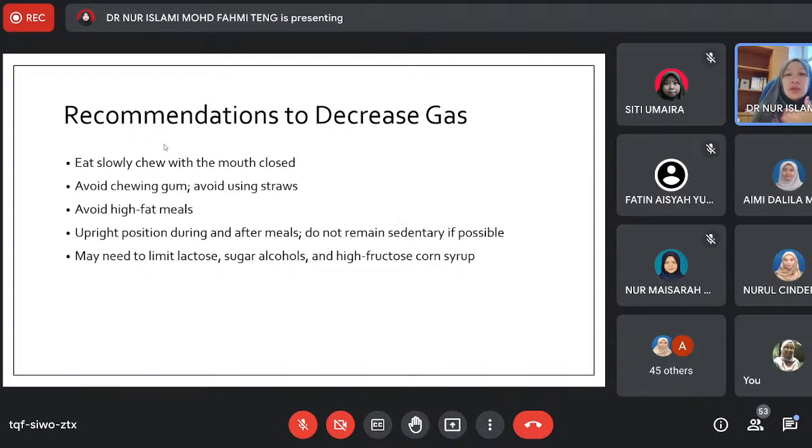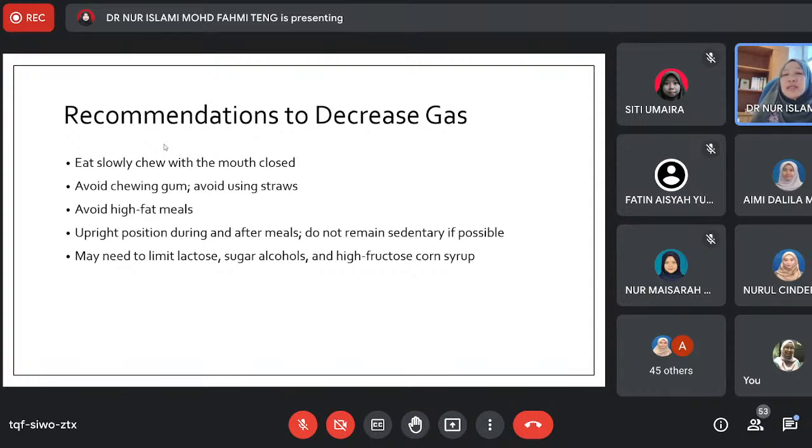So we can recommend our patient to eat slowly and chew slowly with our mouth closed, and then avoid chewing gum, avoid using straw, minum tak payah pakai straw because it will also increase gas. Avoid high fat meals, and then the positioning, upright position during and after meals, and do not remain sedentary if possible. And sometimes we suggest our patient lepas makan tu jalanlah slow kan, jangan terus baring because it will increase the gas lah.